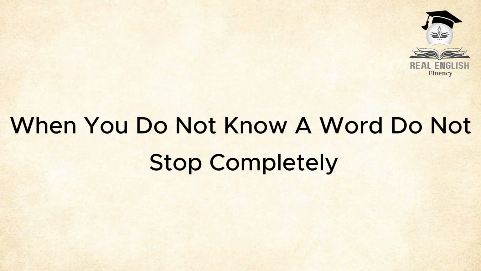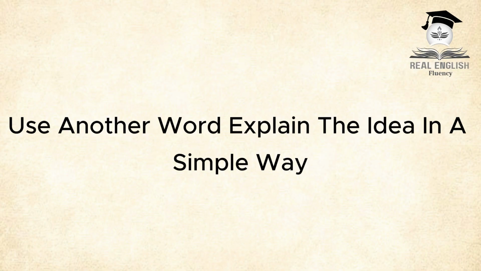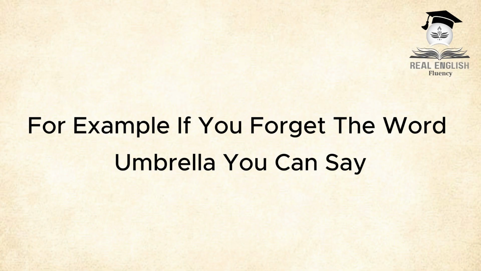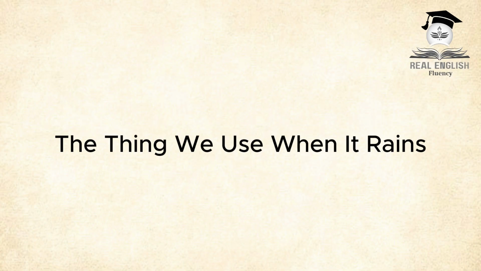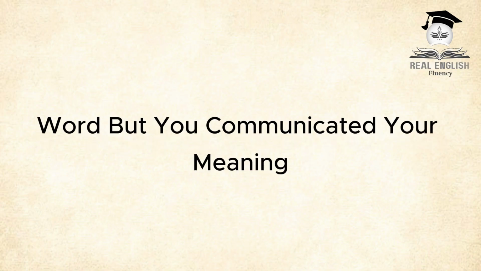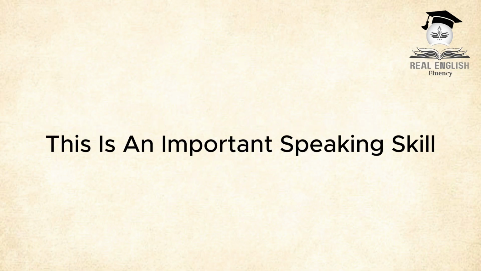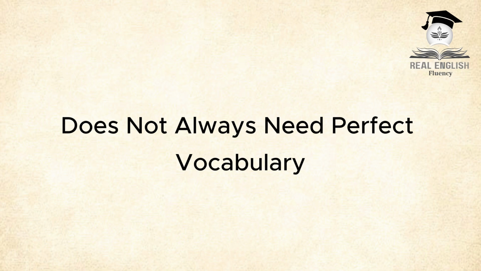When you do not know a word, do not stop completely. Use another word. Explain the idea in a simple way. For example, if you forget the word umbrella, you can say, "the thing we use when it rains." You may not have used the perfect word, but you communicated your meaning. This is an important speaking skill. Good communication does not always need perfect vocabulary.